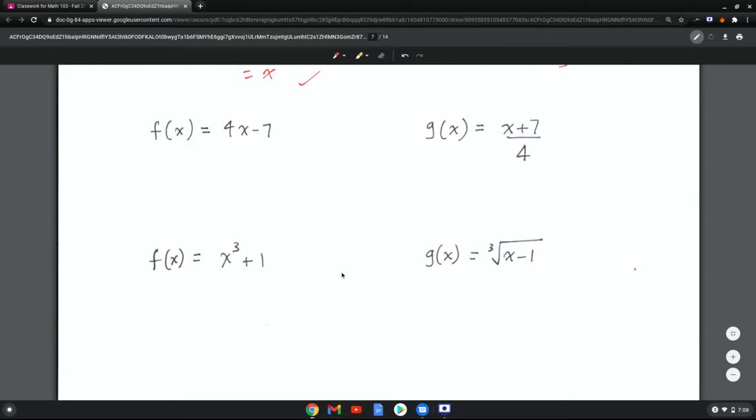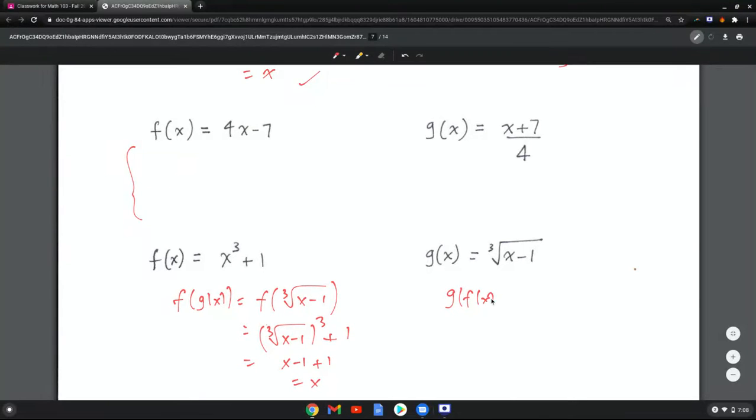I'm going to skip this one, let you work on this. I'm going to do this. f of g of x is f of cube root of x minus 1, which becomes cube root of x minus 1 cubed plus 1. We know these cancel from the previous chapter, and gives me back x.